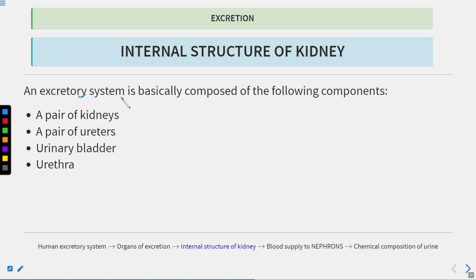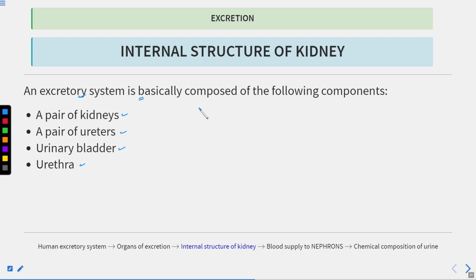The human excretory system is basically composed of a pair of kidneys, a pair of ureters, a urinary bladder, and a urethra. There are two kidneys in humans that are present at the back side of the abdominal cavity, and from these two kidneys, two ureters arise.